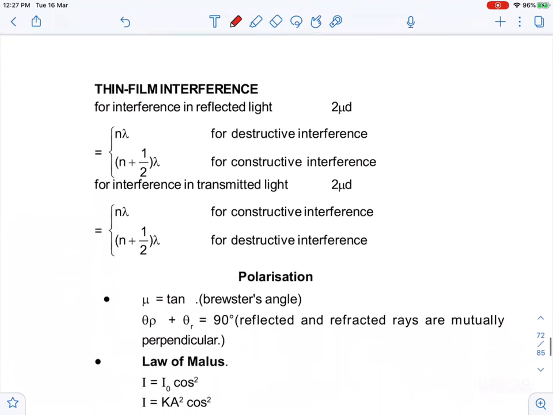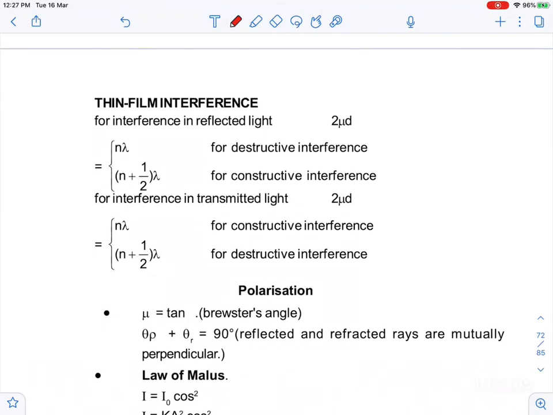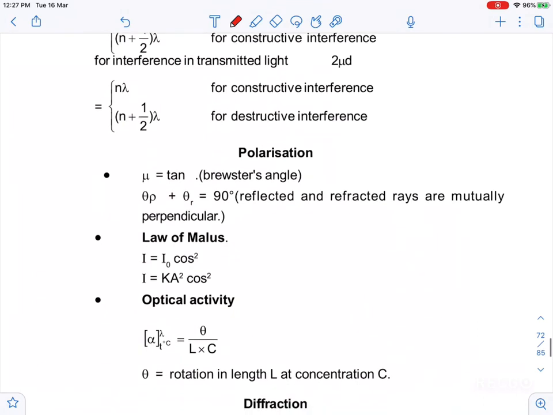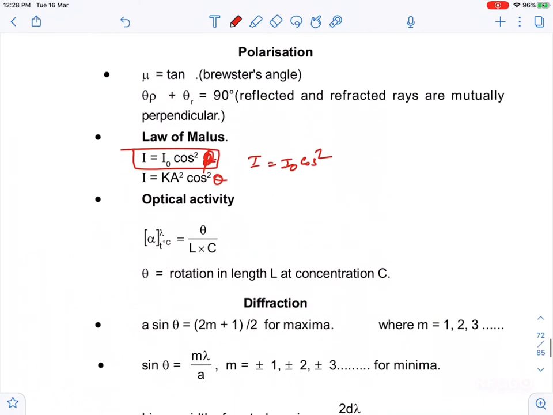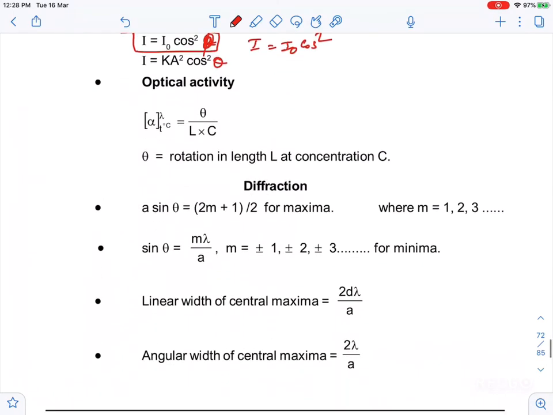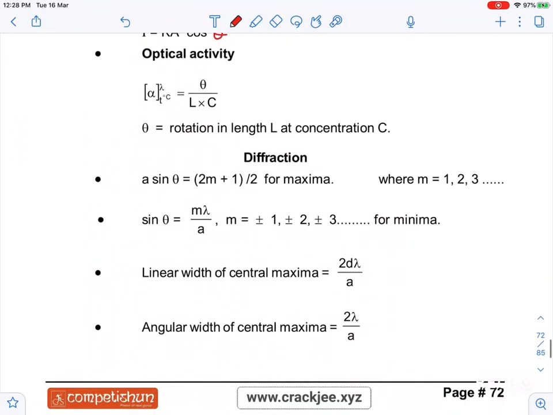So this formula we have already discussed. Here I'm just, so this is for thin film interference, constructive. Also the Brewster angle formula, and Malus law you should keep in mind: I is equal to I naught cos square phi, or cos square theta. You have to keep in mind, cos theta is missing here, so this theta is there.